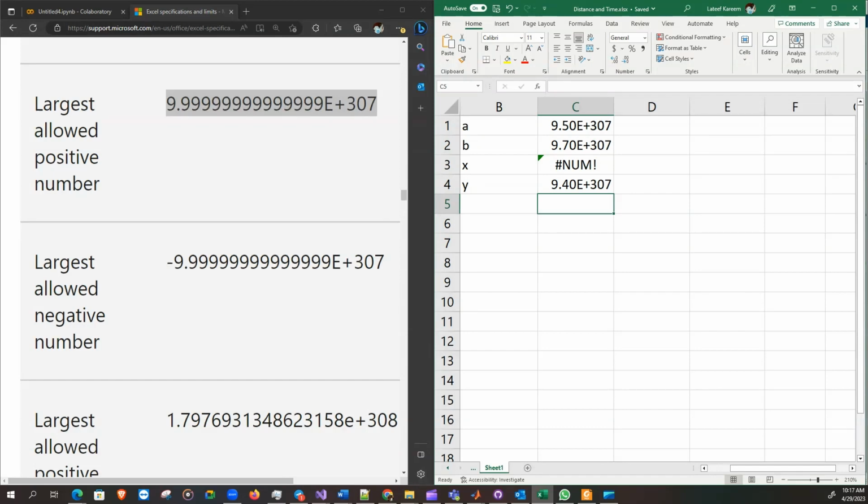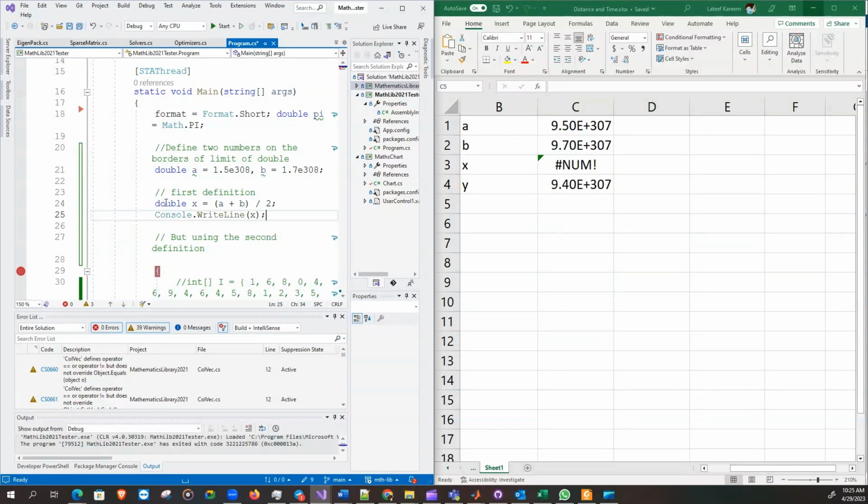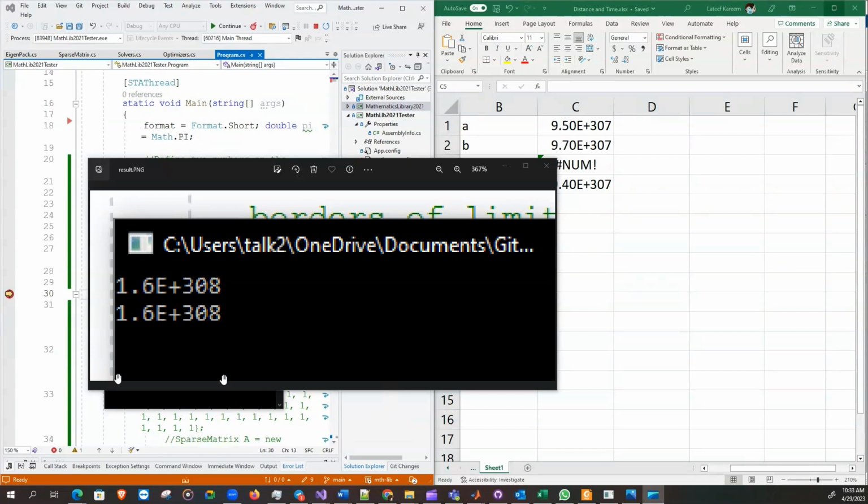Finally, C#. We repeat what we did for MATLAB and Python. We set a equals 1.7 times 10 raised to power 308 and b equals 1.5 times 10 raised to power 308. Then let's compute x equals (a plus b) all over 2 and y equals a plus (b minus a) slash 2. Let's check the console. What? Both return the expected values.